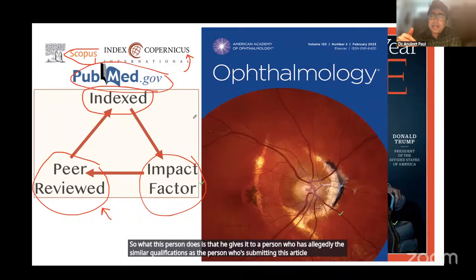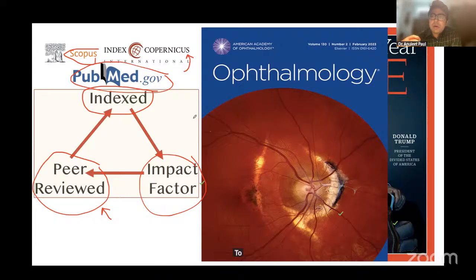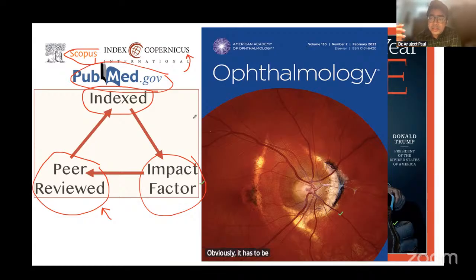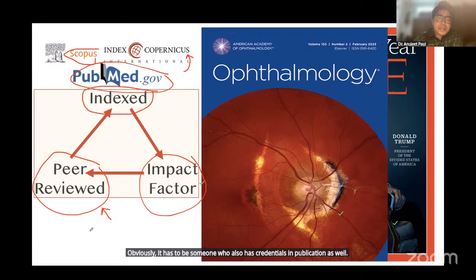So if the article has something to do with dry eye and computer vision syndrome in the eye, it will send it to someone who's proclaimed himself or herself to be a figure in dry eye or in computer vision syndrome of the eye and give it to them to review. Obviously, it has to be someone who also has credentials in publication as well. So that's the meaning of giving it for peer review. It's given to a peer.